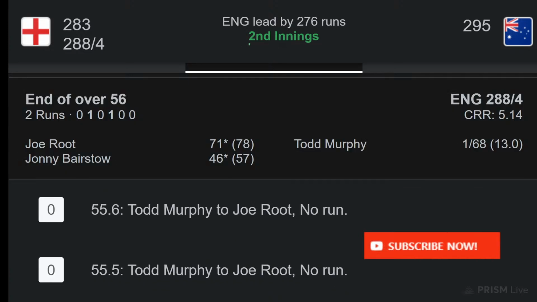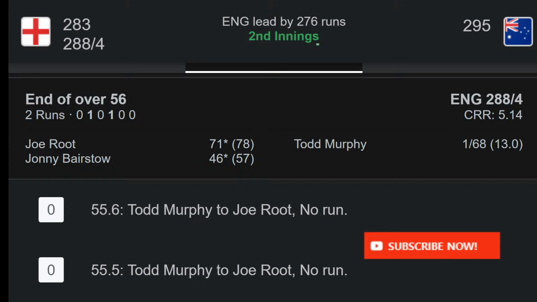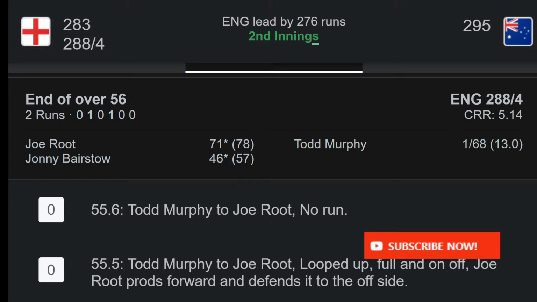So end of over number 56, 2 runs, second and fourth ball of the over. Joe Root 71 of 78 and John Bairstow 46 of 57. Todd Murphy 1 of 68 in 13 overs. Current run rate is 5.14. England 288 for the loss of 4 wickets.